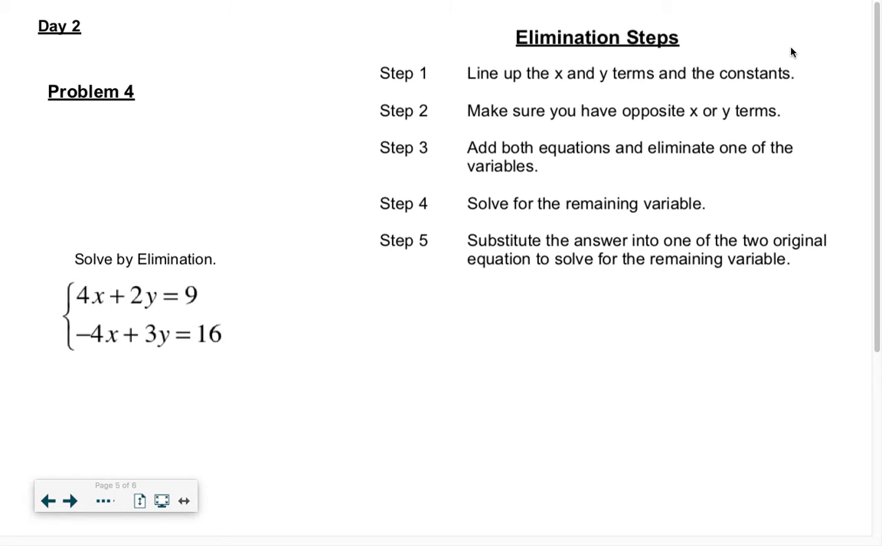Okay. Today we're going to solve by elimination. Yesterday we solved by substitution. Today we're doing elimination. If you want, you can star these steps. Pretty much all we're going to do is eliminate a variable.